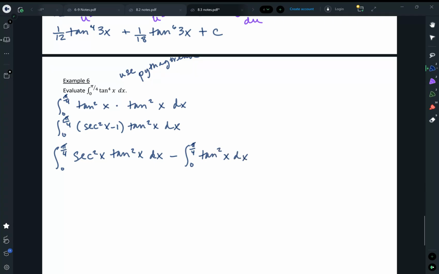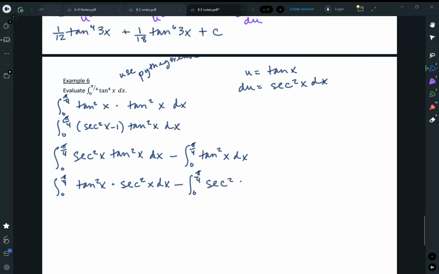So this first one's really okay, right? Because if our u is tangent x, then our du is secant squared x dx. So this is going to be like a u squared for the tangent and then the du. So the first part of it's good, but the second one, I can't do anything with tangent squared. So I'm going to have to do something with that again. So let's just kind of rewrite. I'm going to rewrite so that my tangent squared x is first, and I have my secant squared x dx here. And then the second one, I definitely want to change that into secant squared x minus 1.